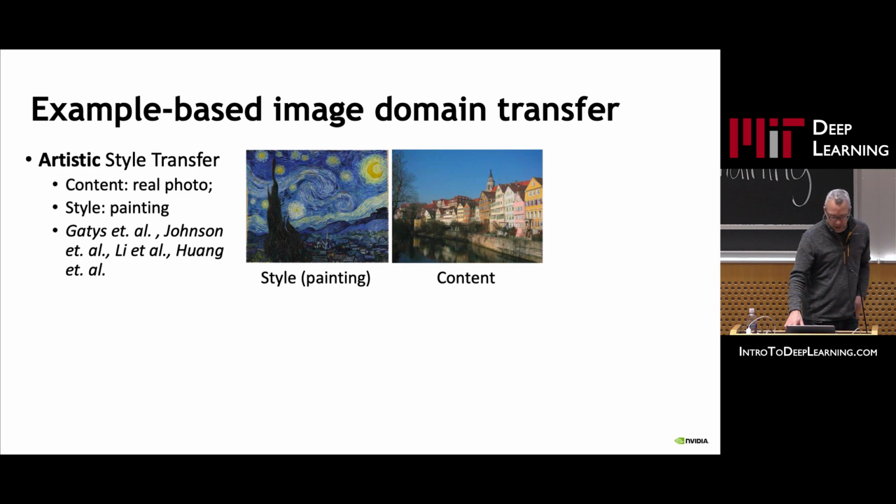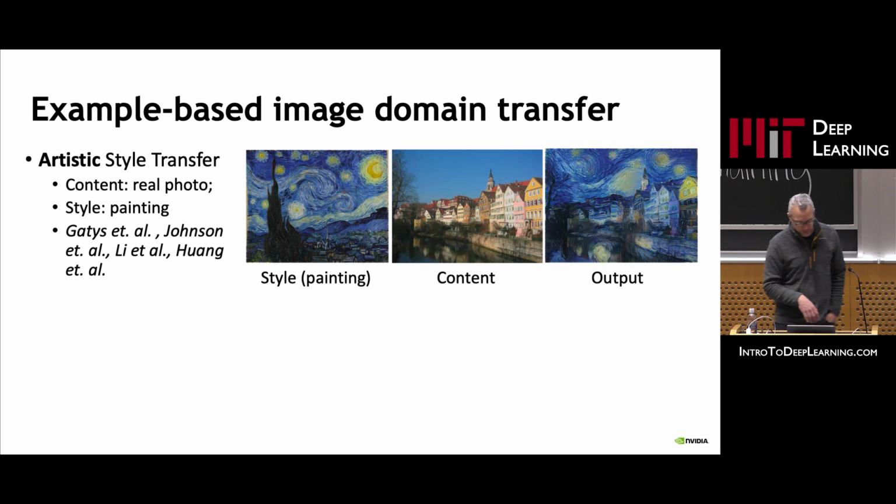There is a lot of work on artistic style transfer, and you might have seen some of this, where the goal is to take a content image and make it look like a painting, right? So here, we can apply the Starry Night and get output of, I think it's Tübingen, and now it looks like the painting.